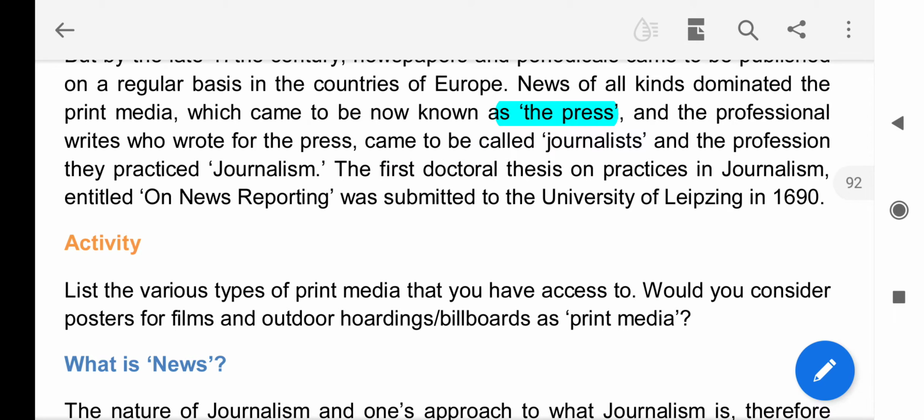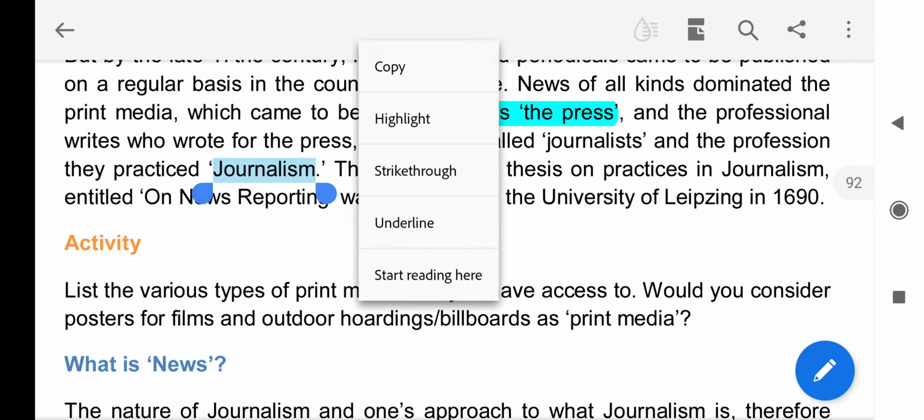Our concept of press is quite different from that concept of press. And the professional writers who wrote for the press at that time, I'm talking about the late 17th to the beginning of the 18th century, came to be called journalists, and the profession they practiced came to be known as journalism.